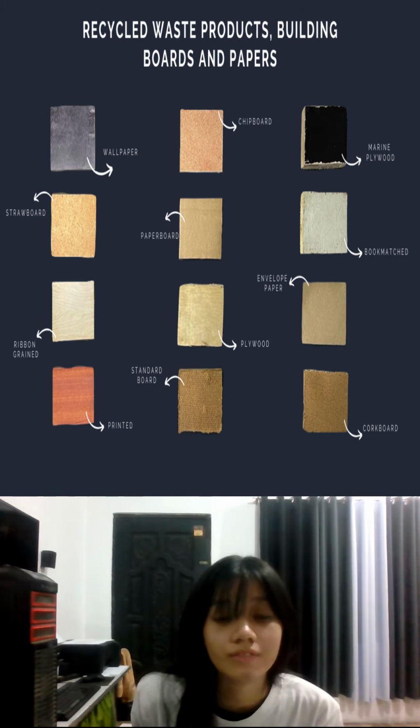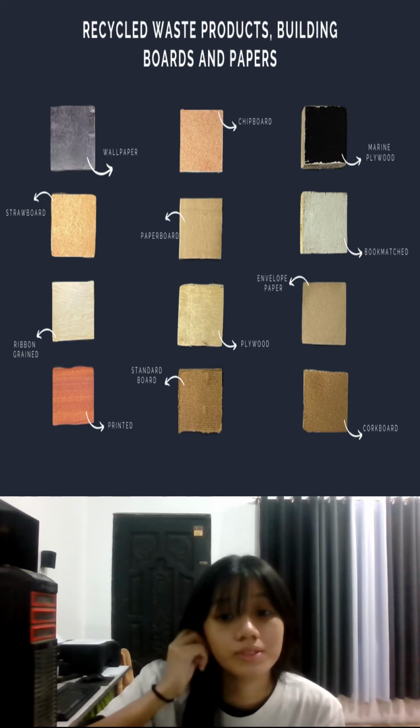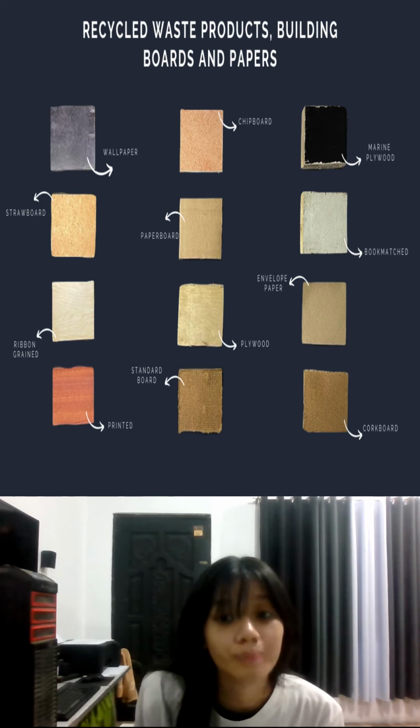So different kinds of board include chipboard, particle board, gypsum board, straw board, structural board, and insulation board.